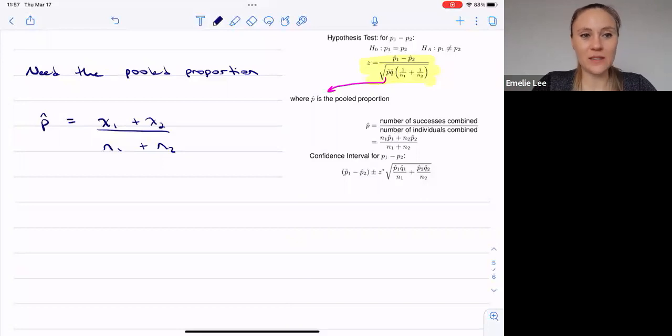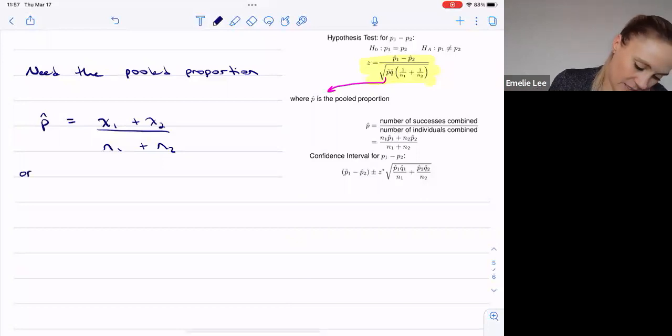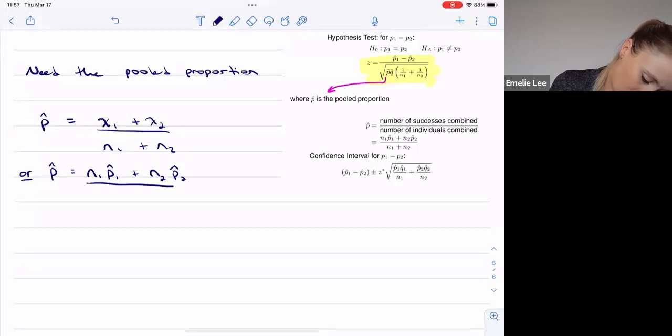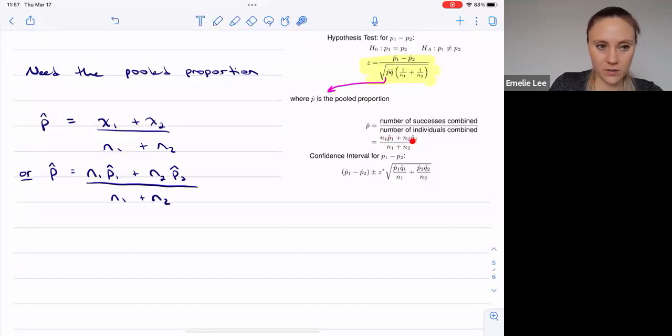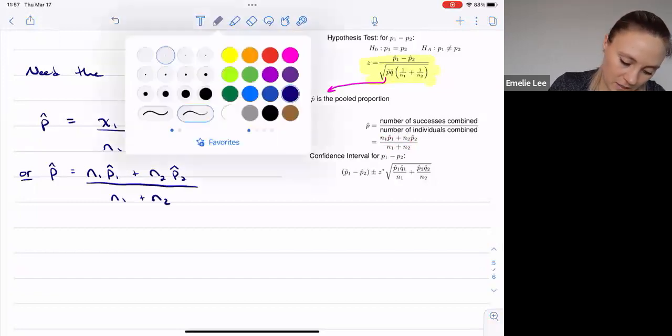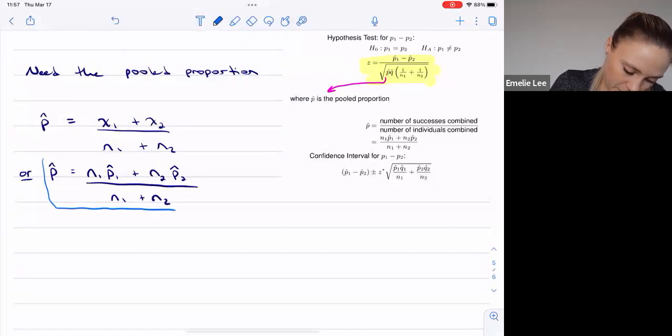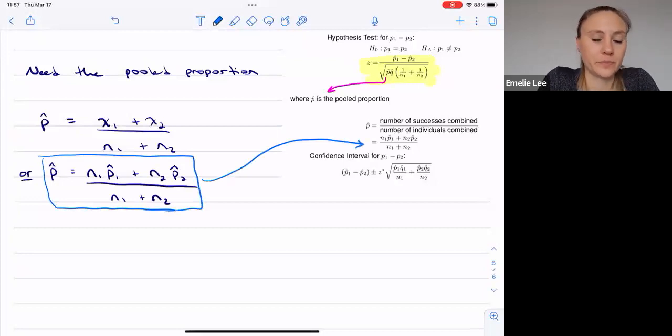Okay, so we need the pooled proportion. So that's either going to be x1 plus x2 over n1 plus n2, or depending on the information that you have, p hat is n1 p1 hat plus n2 p2 hat over n1 plus n2. And that's actually on here, right? So you don't have to keep track of that. Okay, so you need the pooled proportion.